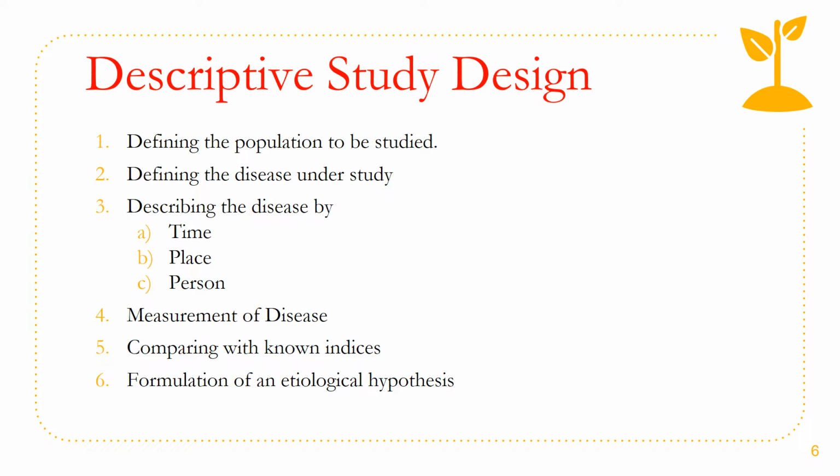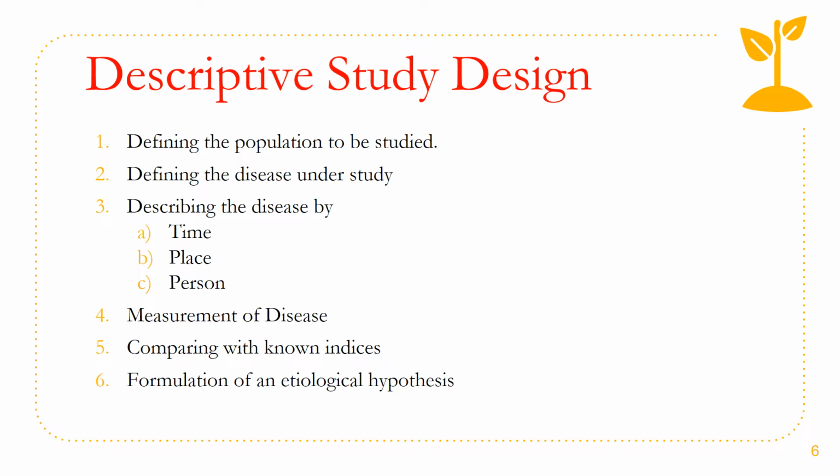Then defining the disease under study. You have to specify the disease. For example, if you are studying dental caries, you can't include white patches, like white opacity on the teeth due to enamel abnormalities or developmental disturbance. That you have to exclude. You have to tell the characteristics of dental caries, so you have to define the disease.